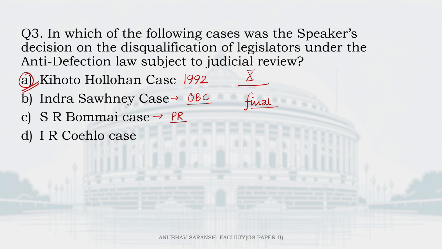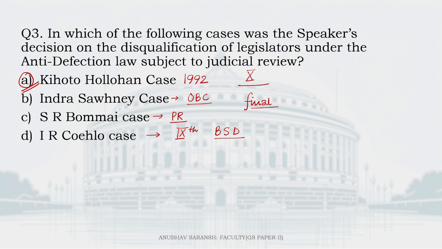And I.R. Coelho case is the one of 2007 where the Supreme Court said that even if you place a law under the 9th Schedule, it will not have judicial immunity if it violates the basic structure. So all the other 3 cases relate to different matters, but still all of these cases are extremely important.